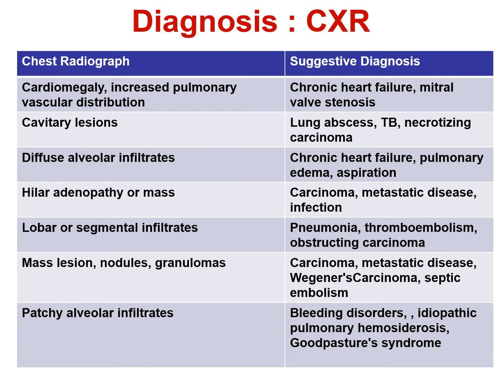Lobar or segmental infiltrate is suggestive of pneumonia, thromboembolism, or obstructive carcinoma. If you find a mass lesion, nodule, or granuloma, the differential diagnosis may be carcinoma, metastatic disease, Wegener, or septic embolism, and the diagnosis will be confirmed by other methods like a biopsy in cases of cancer, for example. Patchy alveolar infiltrate may suggest bleeding disorders, idiopathic pulmonary hemosiderosis, or Goodpasture syndrome.